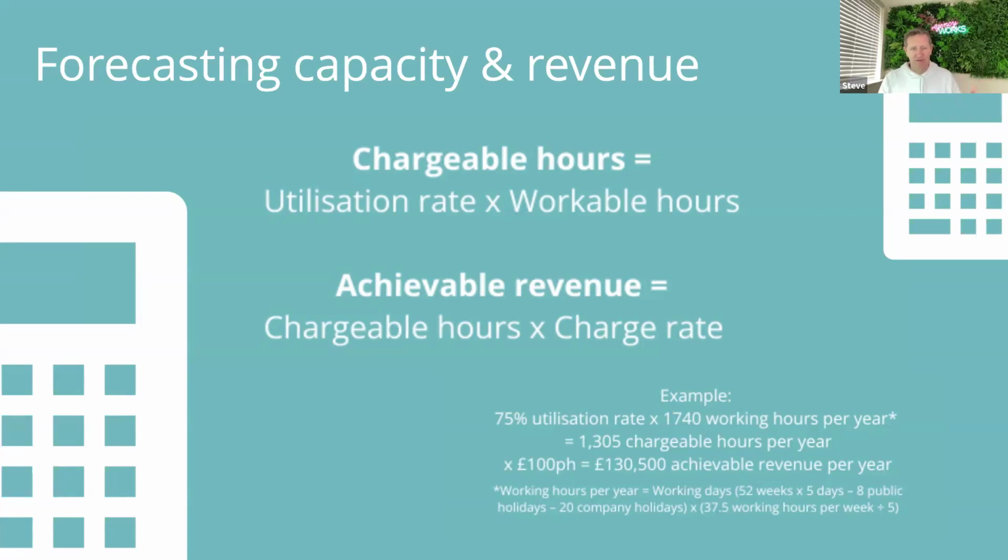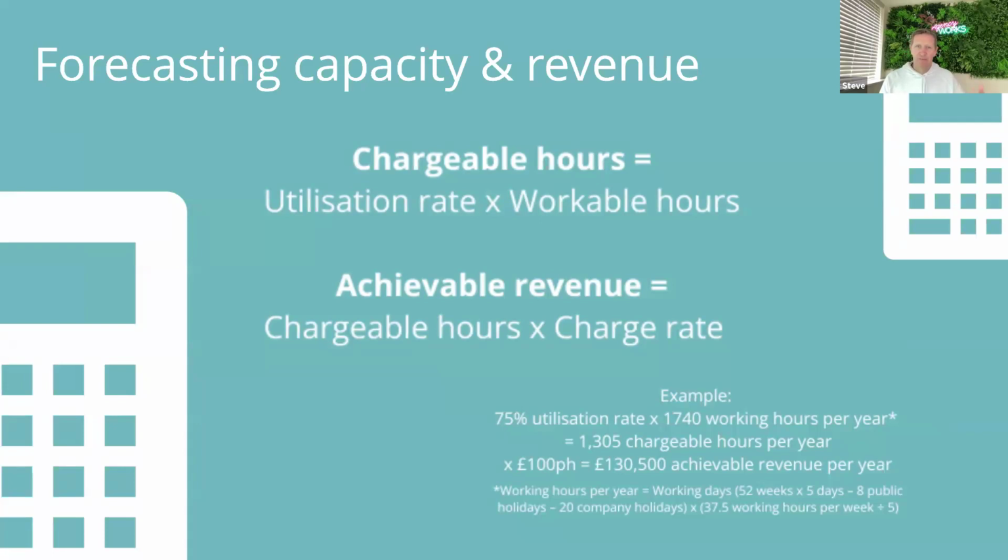Now we do a calculation looking at 52 weeks in the year times 5 days a week. Then we deduct public holidays. You deduct your staff allowance for holidays as well. We then divide your working week by 5, and then we times the two together. Sounds quite complicated, but we can send you the calculation. I've done that calculation, and we've worked out that we've got 1,740 workable hours in the year.